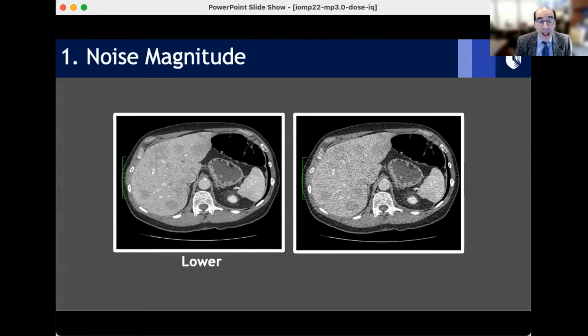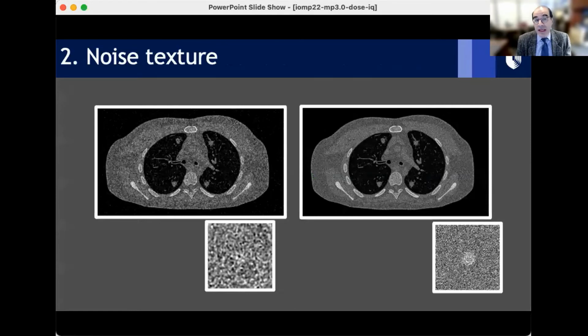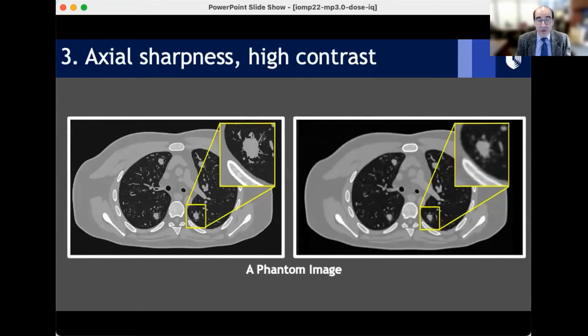So here's, for example, noise magnitude. We know the image on the left has lower noise, the image on the right has higher noise. Here's a second example, noise texture. On the left, the noise magnitude of these two images is exactly the same, by the way. The texture of the noise on the left is softer, the one on the right is harder. And here's an example of axial sharpness. It's a phantom image. On the one is a lower sharpness, on the left is a higher sharpness. These are ingredients. It doesn't tell you whether you can detect the lesion, but tells you what are the stuff that would enable the image to render that particular task proficiently.